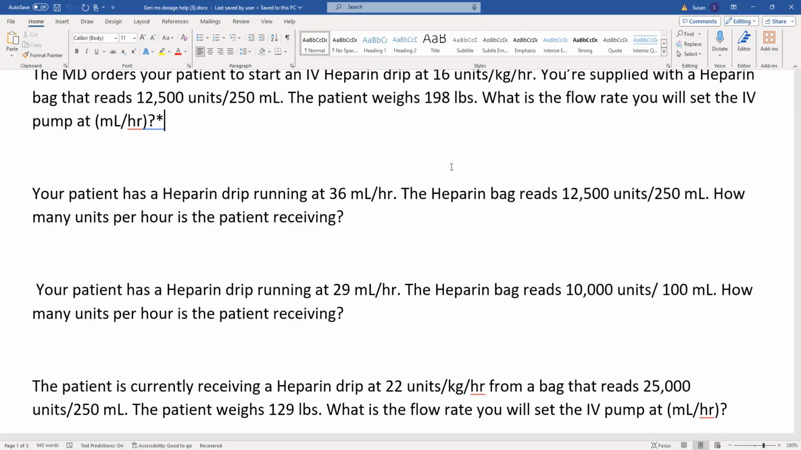12,500 divided by 250 is what? Divided by 250 is 50. So there's 50 units in each mL, and you're giving 36 mLs. So now you're going to take your 50 and do what? Times it by the 36. Right. Do the next one too. Okay.